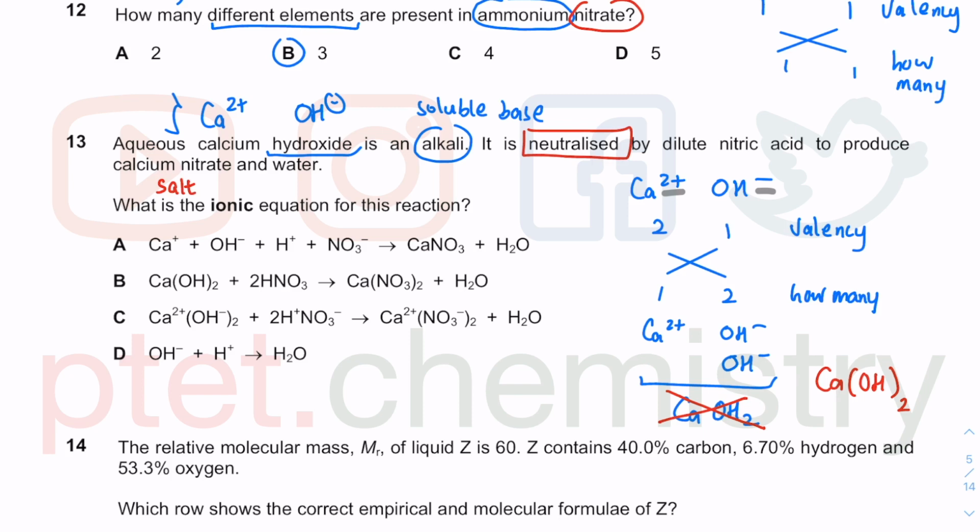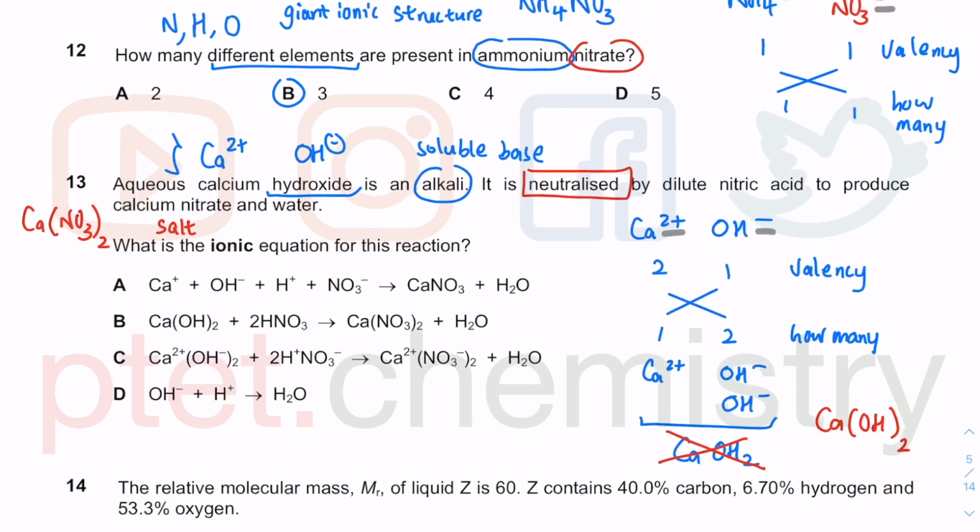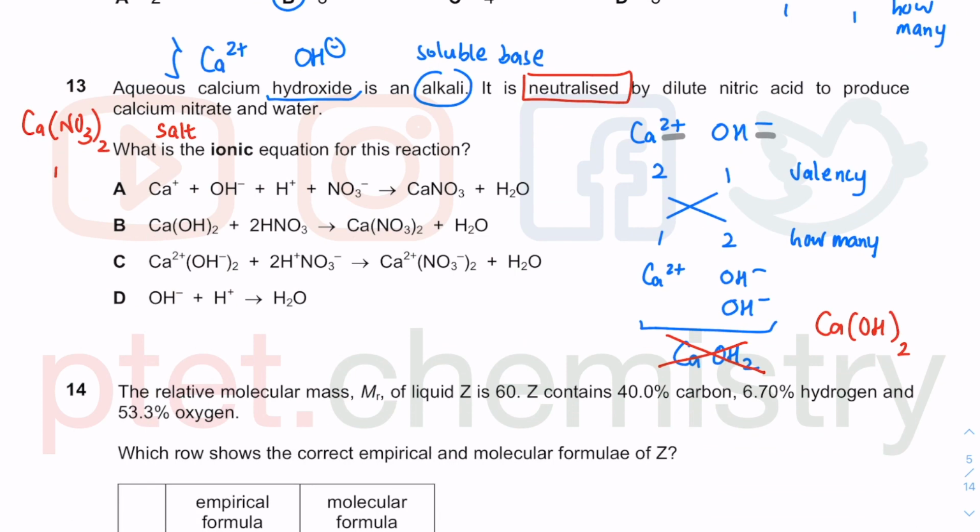It's called calcium nitrate, Ca2+, NO3-, calcium nitrate like this. But we also know that all nitrates are soluble. This is part of the solubility rules. All nitrates are soluble, and as a result, in our ionic equation, this will be a spectator ion. So nitrate is definitely a spectator ion.